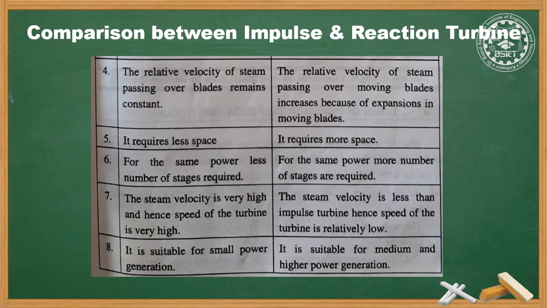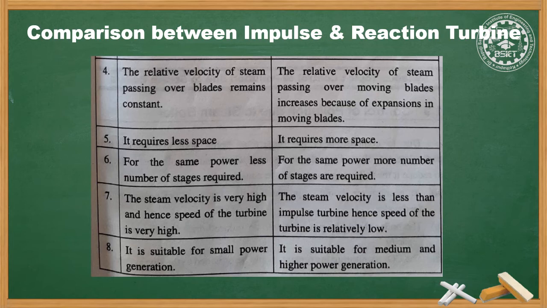The relative velocity of steam for an impulse turbine passing over the blade remains constant, and the relative velocity of steam passing over moving blades in reaction turbine increases because of expansion in the moving blades. The impulse turbine requires less space, whereas reaction turbine requires more space. For the same power, a smaller number of stages are required for impulse steam turbine, whereas for the same power, a larger number of stages are required for reaction turbine.